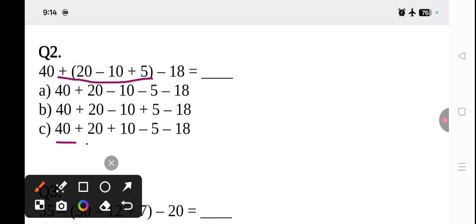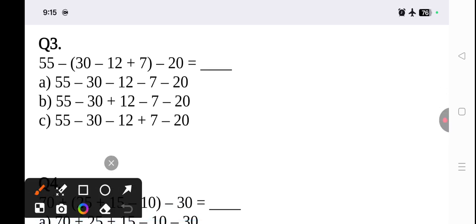So 40 plus 20 minus 10 plus 5 minus 18. So B part is the correct answer here. So make sure whenever there is a plus sign outside the bracket, you need not change the signs, okay?